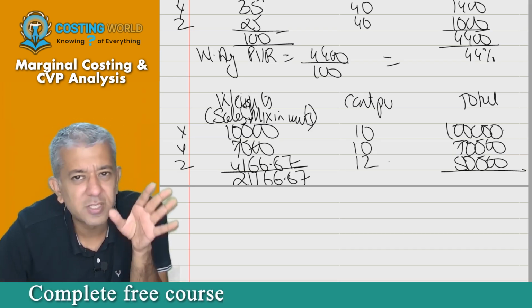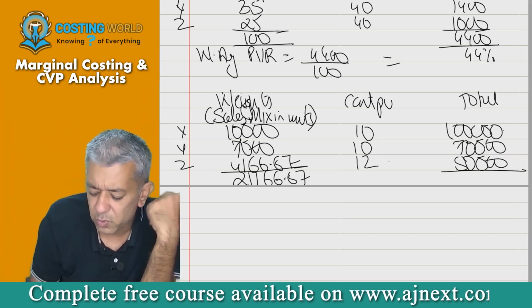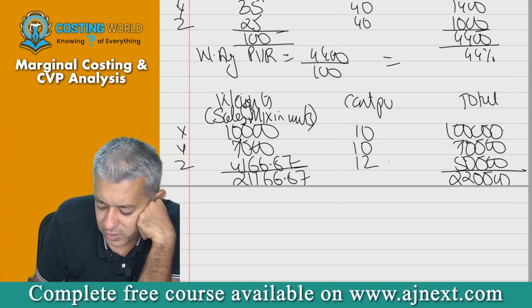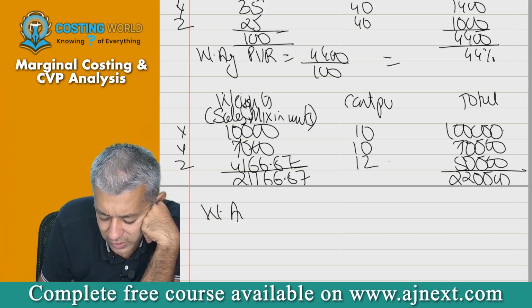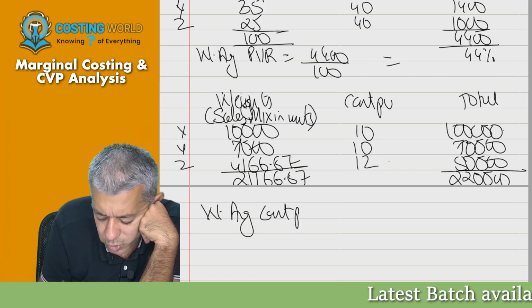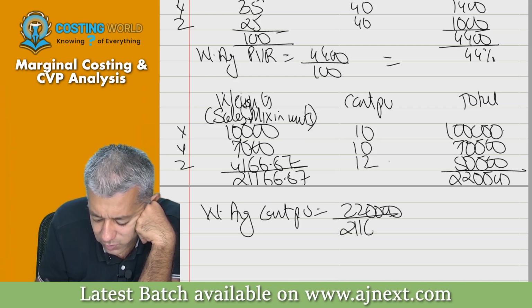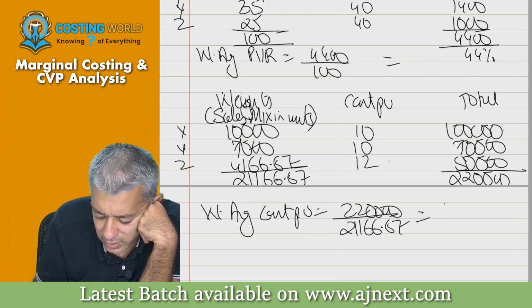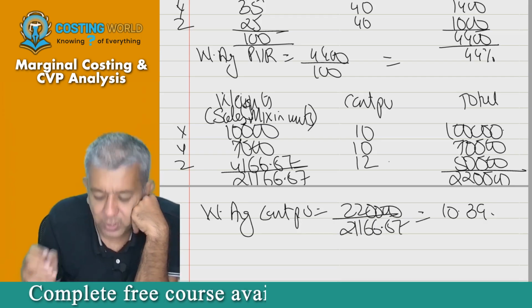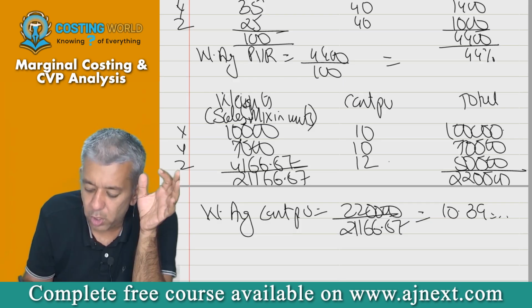Beta, number of units into contribution per unit will give you your total contribution. So this particular figure is 2,20,000. So weighted average contribution per unit is equal to 2,20,000 divided by 21,166.67. That is nothing but in this case 10.39. My job is altogether done.